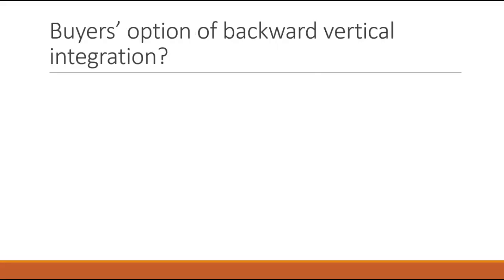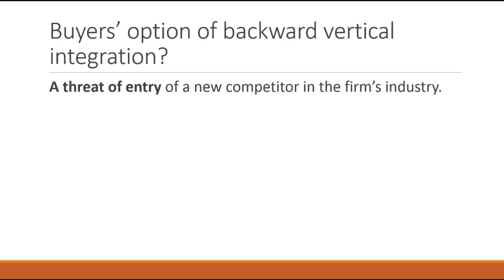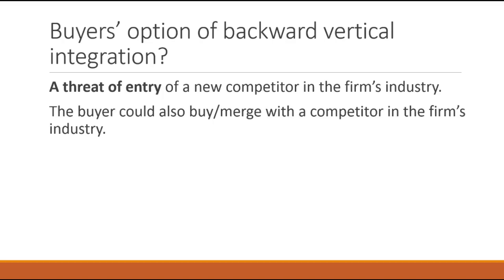I mentioned the idea earlier of backwards vertical integration. So what that is saying is really the buyer can threaten to enter the firm's industry and in effect become a new competitor. So that really just raises the issues of the threat of entry of new firms that we thought about earlier in the course. Our buyer could have various options. It could enter the market itself. It could also buy or merge with an existing firm.